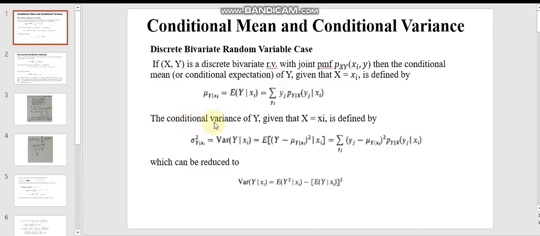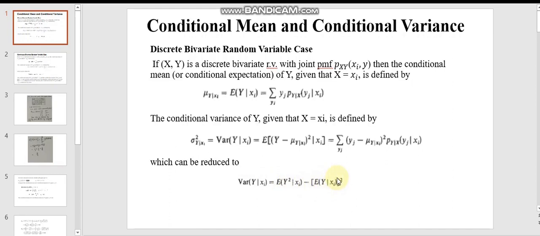Now the conditional variance of random variable Y given X is defined as the variance of Y given X. So here we will take the expected value of some random variable Y minus the expected value of random variable Y, with the whole square, given X. So this can be reduced as variance of Y given X is equal to expected value of Y square given X minus expected value of Y given X whole square.